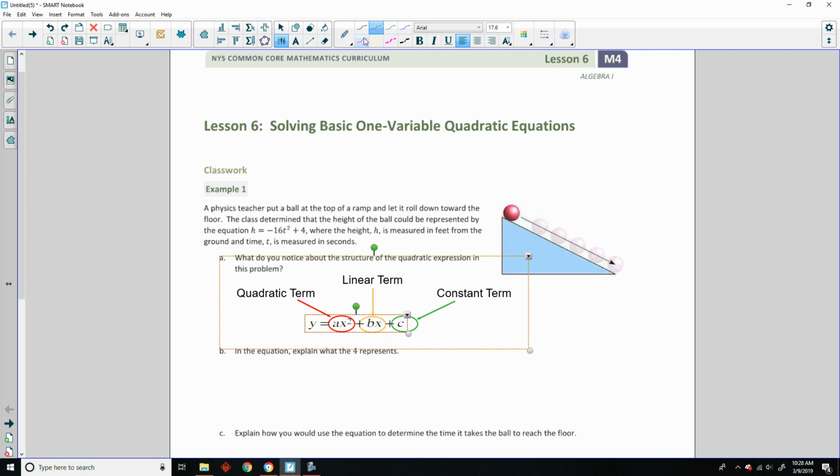Here are the names of all the terms: the quadratic term, linear term, and the constant term. So you may notice that there is no linear term. And in the equation it says to explain what 4 represents. 4 is the constant term c, but what does it represent in this case?